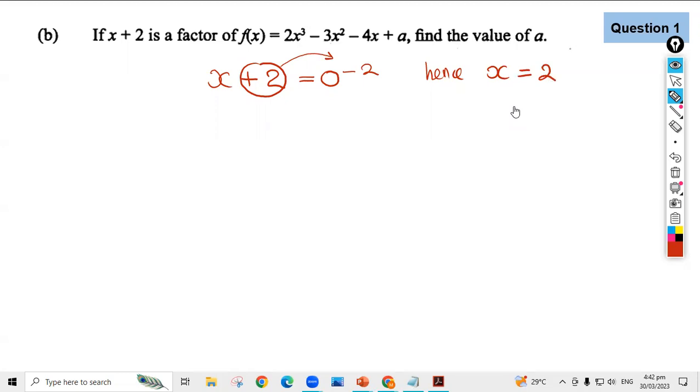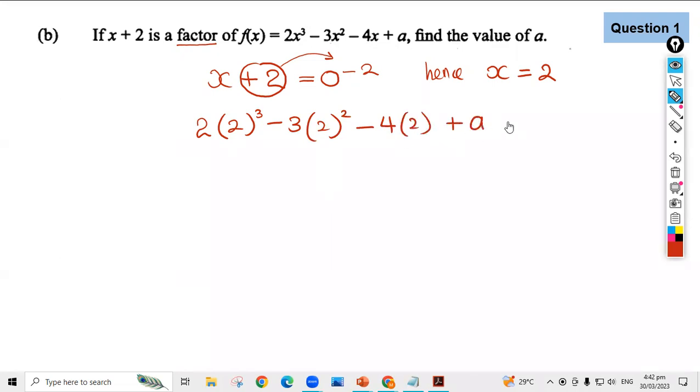So what does the solution do? Well, whenever we substitute the solution, if it's a true solution that came from a true factor, the whole expression will boil down to 0. So let's go and replace all the x's with our solution, which happens to be 2. So you have to show the examiner that you threw away all the x's and you replaced it with 2. And if it's a true solution, the whole thing will boil down to 0. So now all we have to do is solve for a.